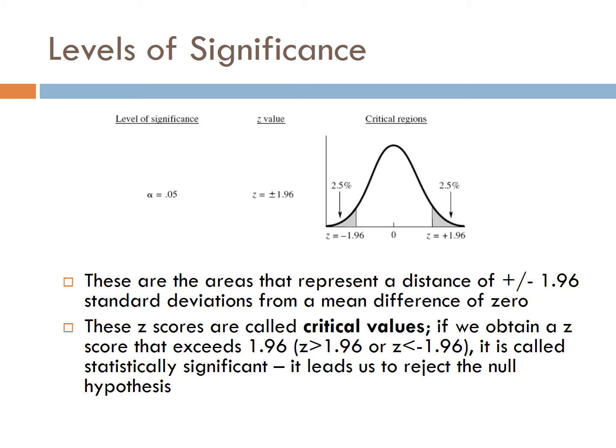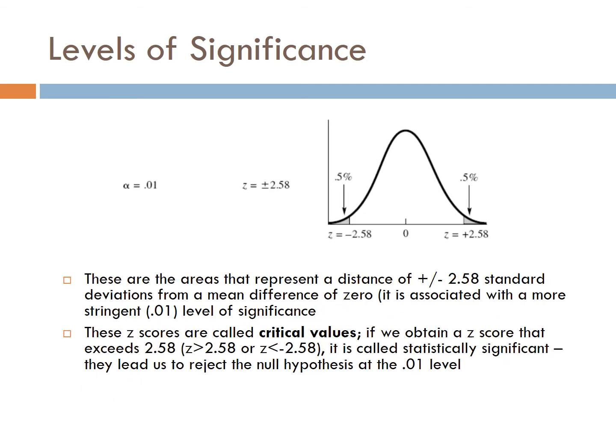These z-scores are called critical values. If we attain a z-score that exceeds 1.96, that is, it's bigger than plus or minus 1.96, it is called statistically significant. It leads us to reject the null hypothesis and find support for our working hypothesis.